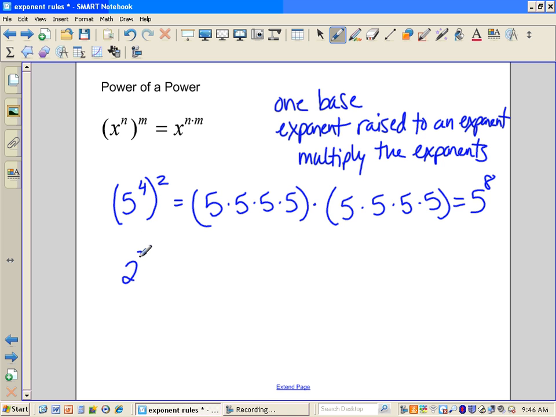If we have 2 to the 3rd to the 5th, that's just going to become 2 to the 3 times 5, which is 15. Or with a variable, if we had 5 raised to the a power raised to the b power, that's going to be 5 to the a times b. We're just going to multiply the variables. We know if they're just next to each other, that means to multiply. So one base, an exponent raised to an exponent, we multiply the exponents.